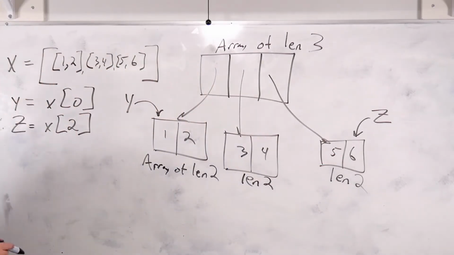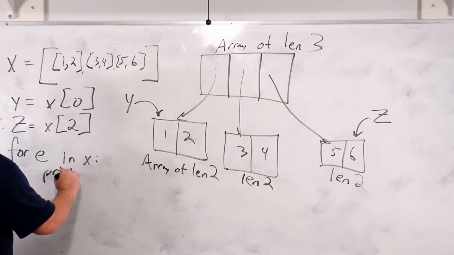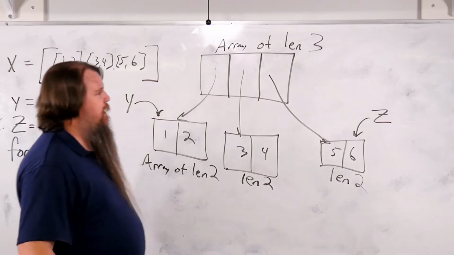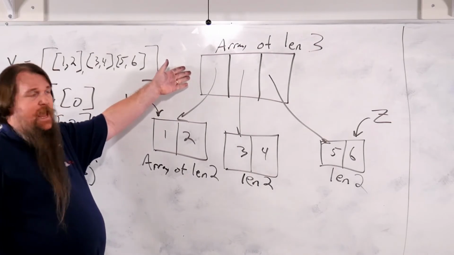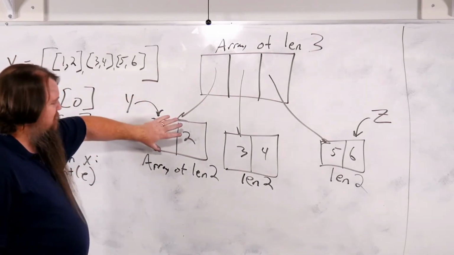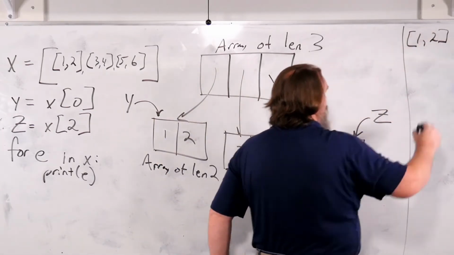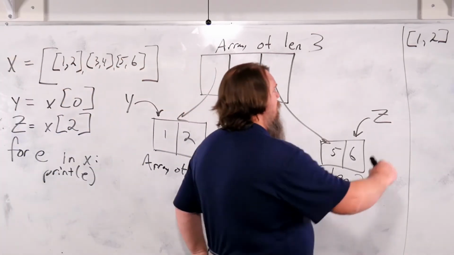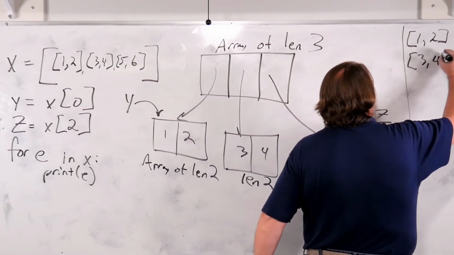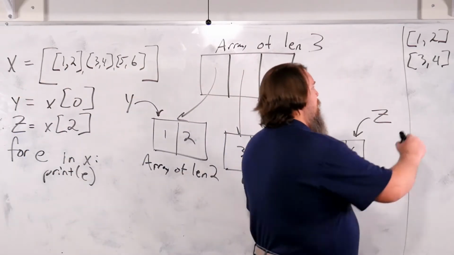What happens if we do a for loop over it? For element in X, print the element. What are we going to get? We're going to iterate through these three arrays. The first thing we'll see is the 1, 2 array, so we print out the 1, 2 array. The next thing we'll see is the 3, 4 array. The next thing we'll see is the 5, 6 array.